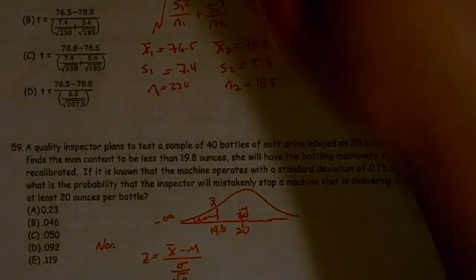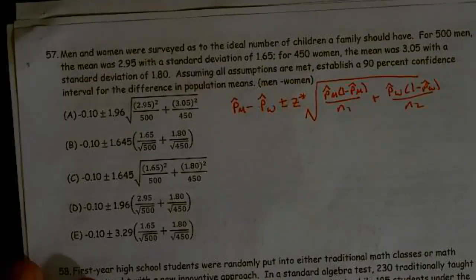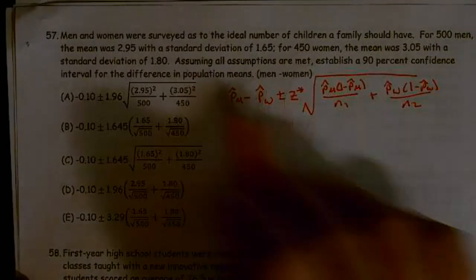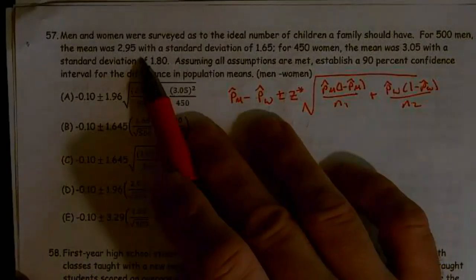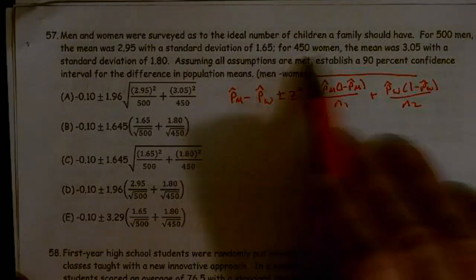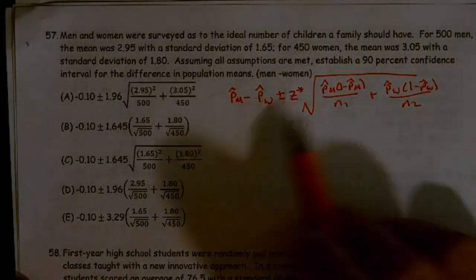All right, moving right along. Number 57. Men and women are surveyed as to the ideal number of children a family should have. For 500 men, the average was 2.95 with a standard deviation given. And for 450 women, the mean was 3.05. And they want us to establish a 90% confidence interval.